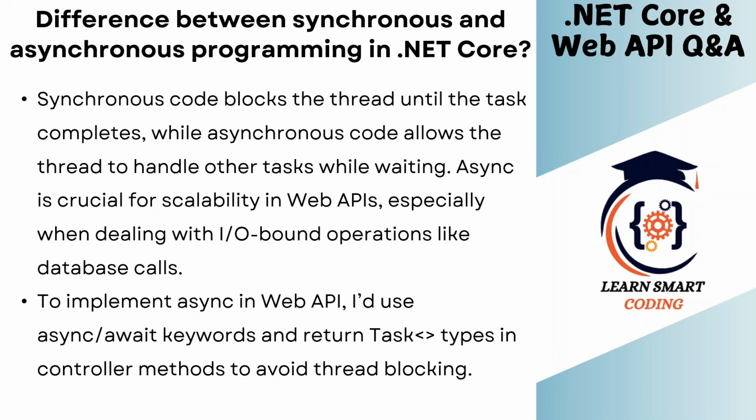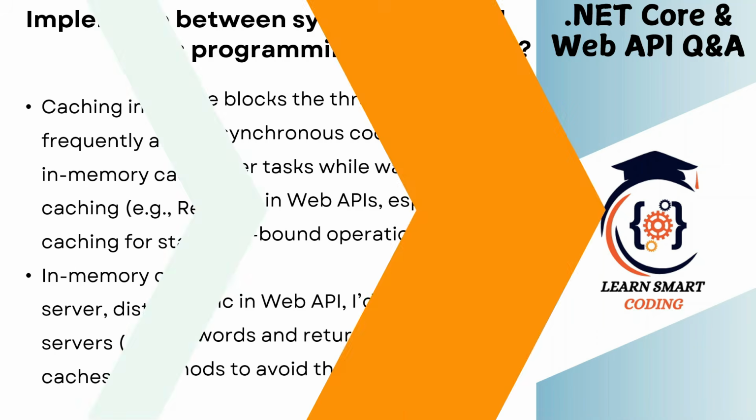Now, to implement async in web API, you basically use the async await keyword and return a Task of T type in your controller methods or in any of your services. That will allow us to avoid thread blocking. Okay, we have a lot of asynchronous implementation throughout our application, so feel free to take a look. But basically, this is what your short answer should be.